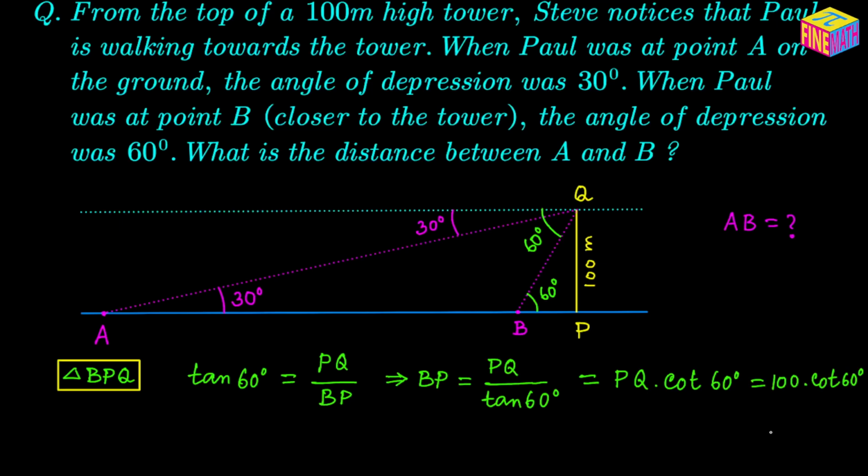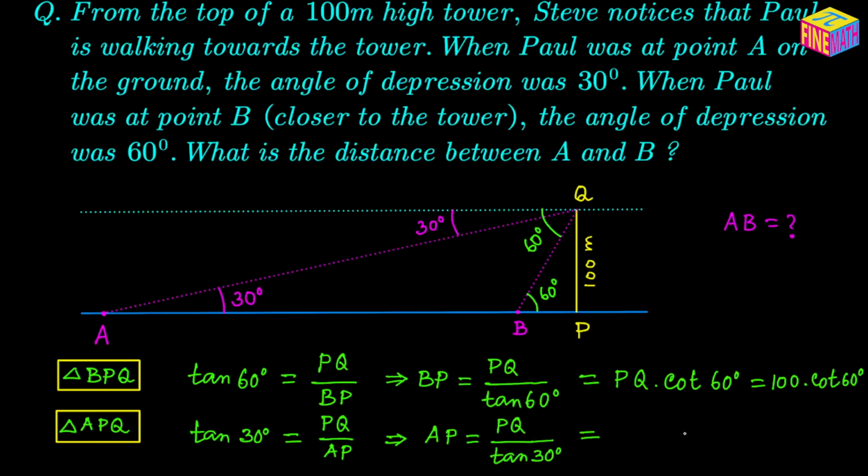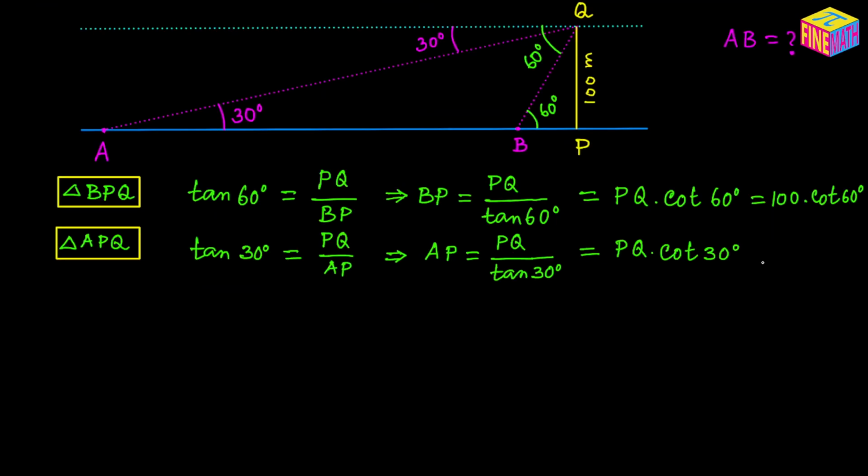Next I am going to take tangent of 30 degree using the right triangle APQ. So in the triangle, tangent of 30 degree can be written as PQ over AP, and from here we can say that AP will be equal to PQ over tangent of 30 degree, which can be written as PQ times cotangent of 30 degree. And we know that length of PQ is 100 meters, so this can be written as 100 times cotangent of 30 degree.